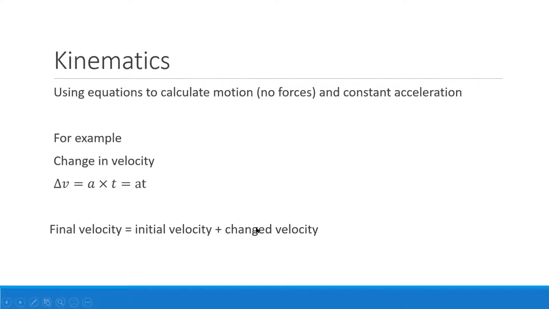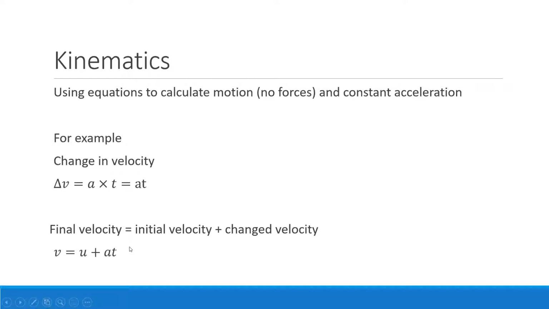What that does is it gives us a formula. Final velocity, we're going to use the symbol V. Initial velocity, we're going to use the symbol U. And change in velocity, well, we've already got that written up here, at.